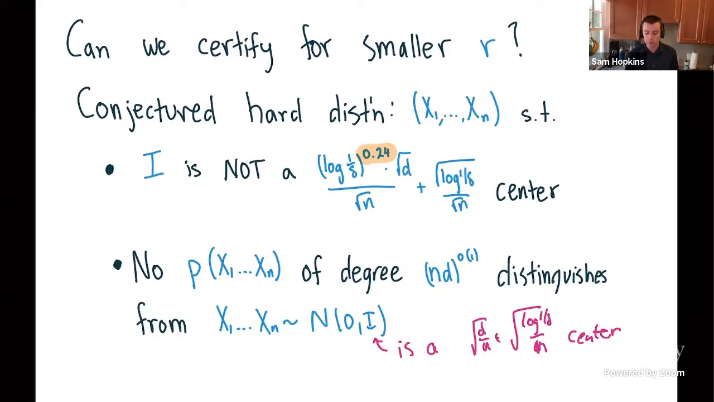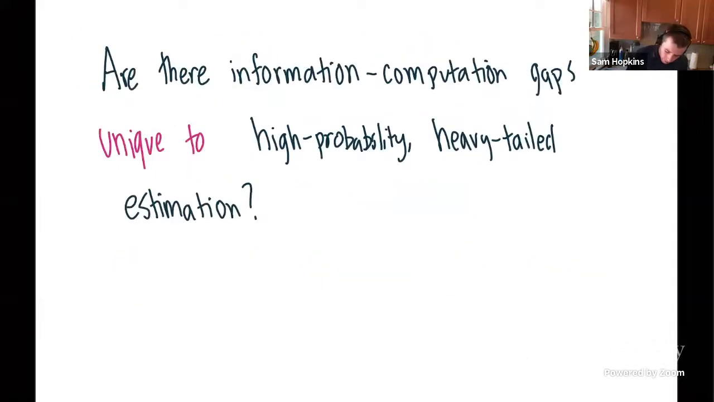If this problem is hard, then you shouldn't be able to do certification for R smaller than we are able to do. That would suggest that the path to improving covariance estimation in this way is maybe closed. But of course, this doesn't say very much about heavy-tailed covariance estimation in general. Nobody says you have to go via this spectral R center approach or via certifying algorithms at all. So I will close with the high-level question that I opened with: are there information computation gaps that are unique to the high probability estimation setting, when you want very high rates of success, and unique to non-Gaussian estimation problems? Thanks very much for your attention, and let's do questions.